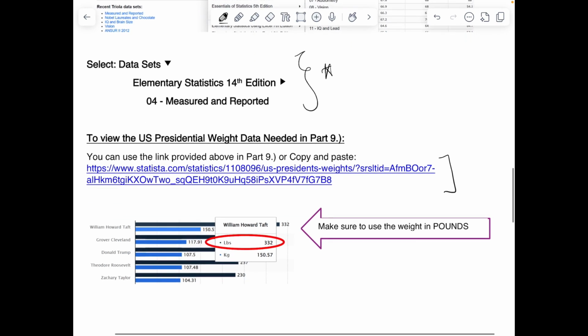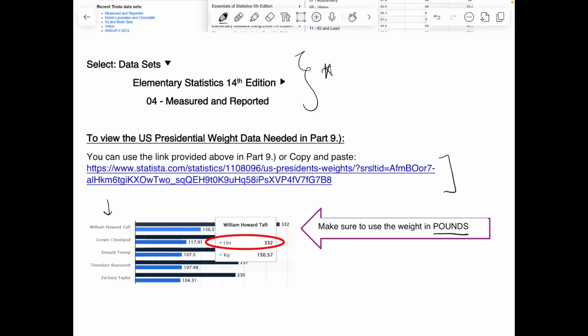And so for this, you will see that there is a list of presidents. So again, find one that either has a first name, middle name, or a last name that starts with your first or last name initial. And so with that, you'll notice that with the presidents, they're given in both pounds and kilograms, so make sure you select the one that says pounds. And so then that way it's comparing correctly.